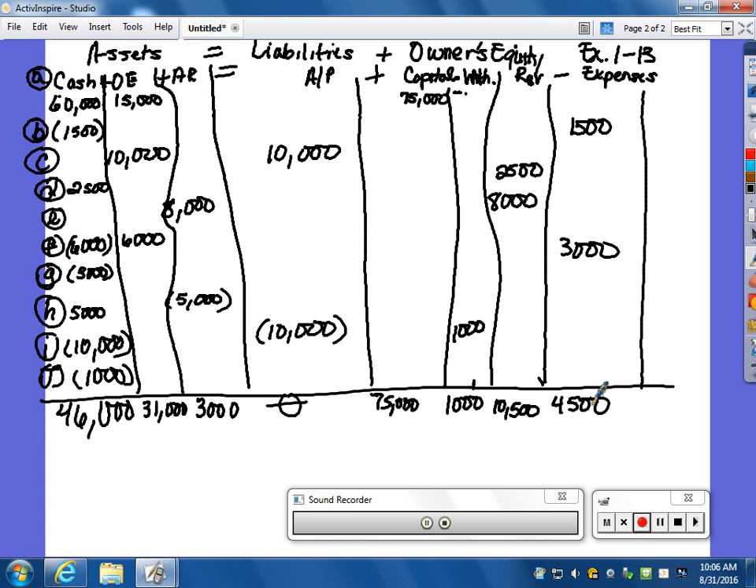Looking up there, you have revenue and expenses, correct? What's my net income? Revenue 10,500 minus expenses 4,500. Because how do we get net income? Revenue minus expenses. So 10,500 minus 4,500. That's 6,000. So we have a net income of 6,000.